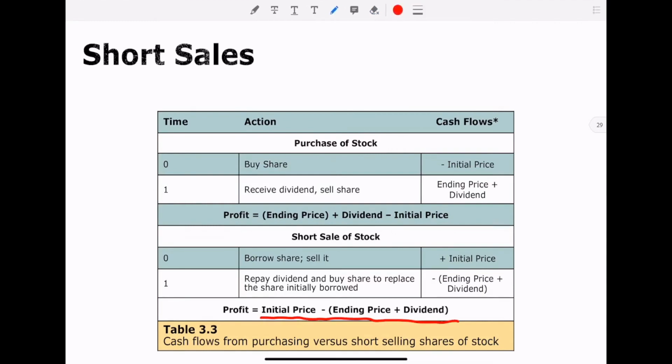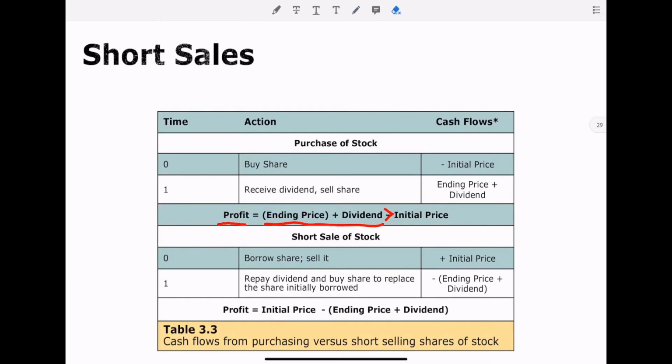If you're taking a long position, why do you want to take a long position? Because you want profit. And how do you get a profit? You want this ending price and dividend to be larger than the initial price. So in a gist, it basically says if you're expecting the stock price to increase, then you will take a long position.